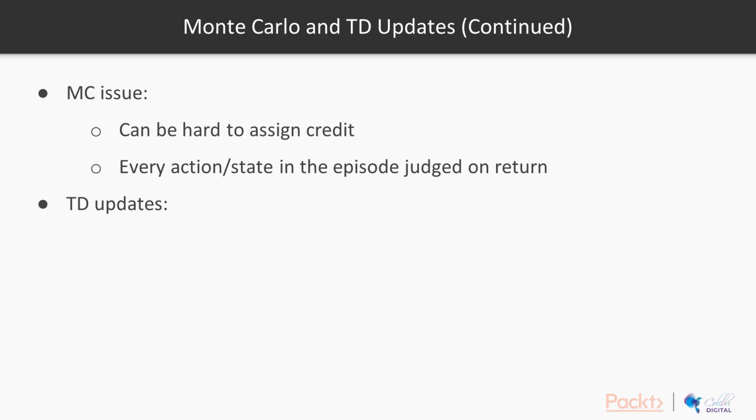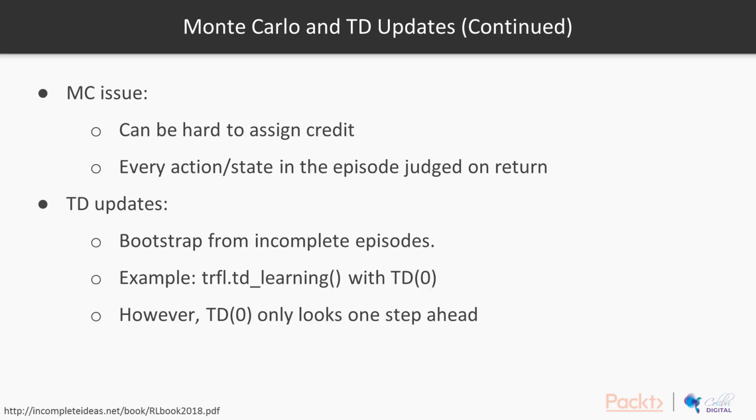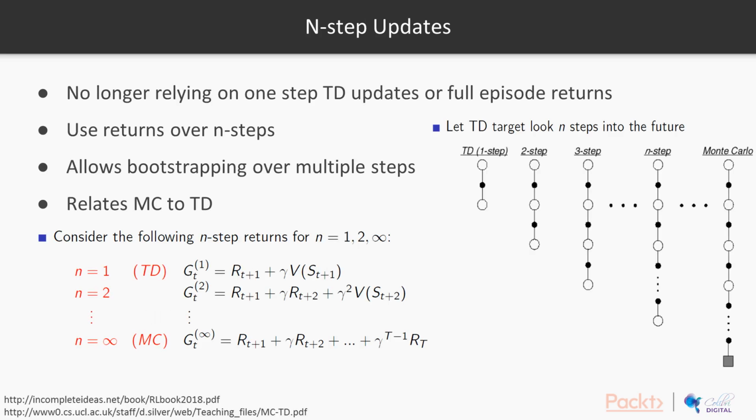TD updates, like the TD0 method we covered in Section 1, allow bootstrapping incomplete episodes. However, TD0 only looks one step ahead, which can be inefficient. N-step returns allow multi-step returns and bootstrapping over multiple steps. The TD target can look n steps into the future. N-step methods relate Monte Carlo to TD methods as being on the same spectrum.